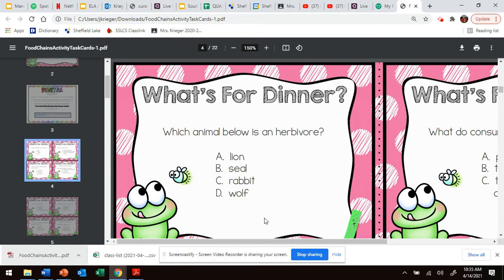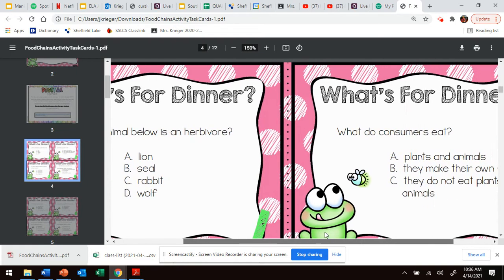Number one, which animal below is an herbivore? Is it a lion, a seal, a rabbit, or a wolf? Which one has flat teeth? This animal is in our ecosystem, so you should be familiar with what one eats only plants. Think about it. And it is C, rabbit.